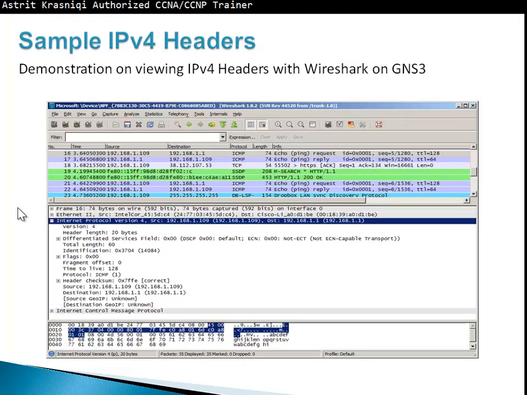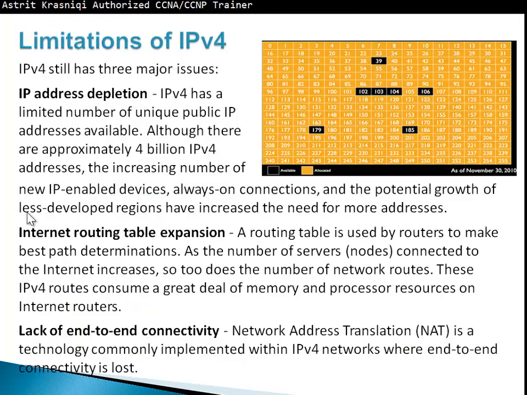Okay, now we will move on to IPv6. So what is the limitation of IPv4? IPv4 has 3 major issues. First, the depletion of IPv4. IPv4 has a limited number of unique public IP addresses available. Although we have approximately 4 billion IPv4 addresses, the increasing number of new IP-enabled devices, always-on connections, and the potential growth of the less developed regions have increased the need for more addresses.